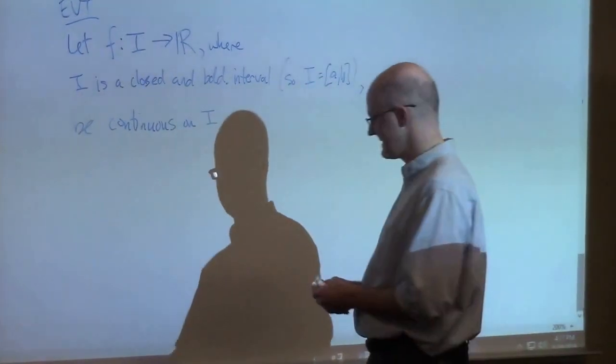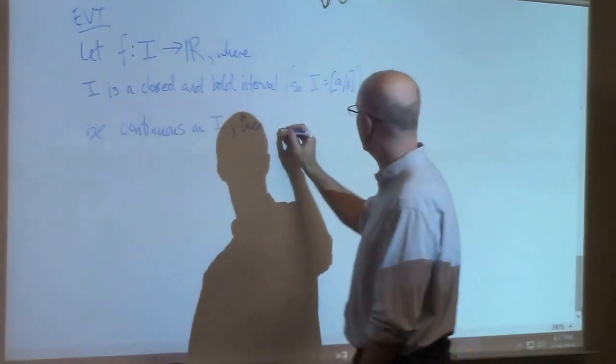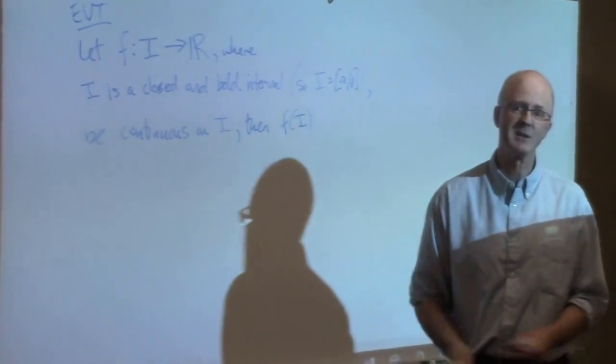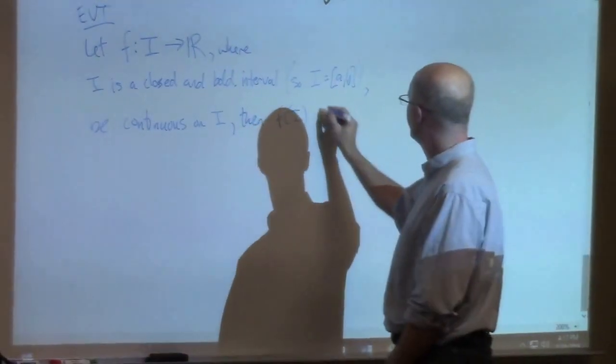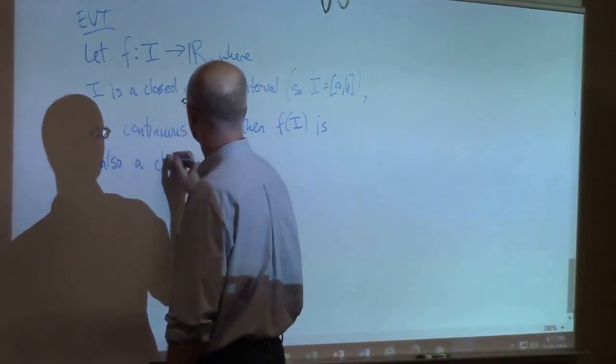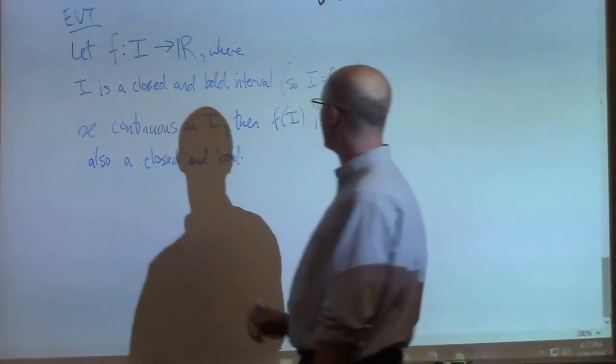The conclusion is then, the way I wrote it last time in Lecture 12, the direct image of I under f is also a closed and bounded interval.